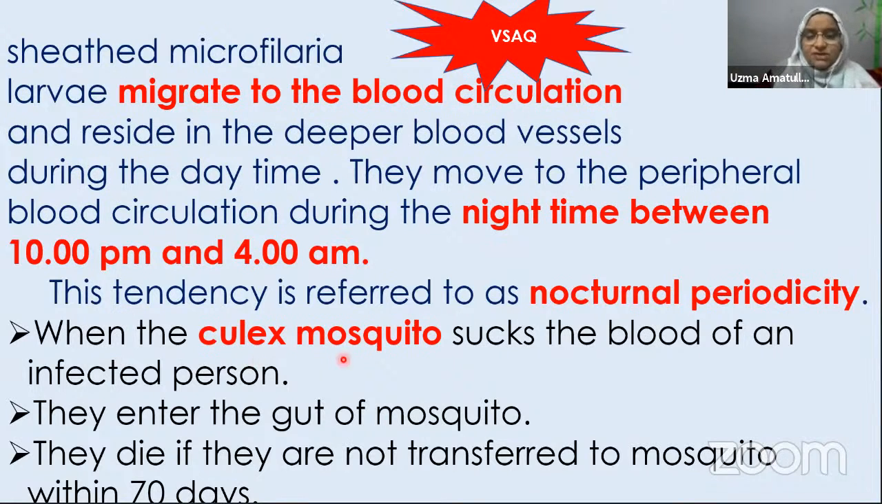Now here, when the culex mosquito sucks the blood of an infected person, they enter the gut of the mosquito. Gut is the alimentary canal. Midgut means the middle part of the alimentary canal. They die if they are not transferred within 70 days. If they are not transferred from the primary host to the secondary host, then they will die. So if you are keeping yourself protected, not allowing the mosquitoes to bite you, then after 70 days these microfilaria larvae die, and that infection will not spread.